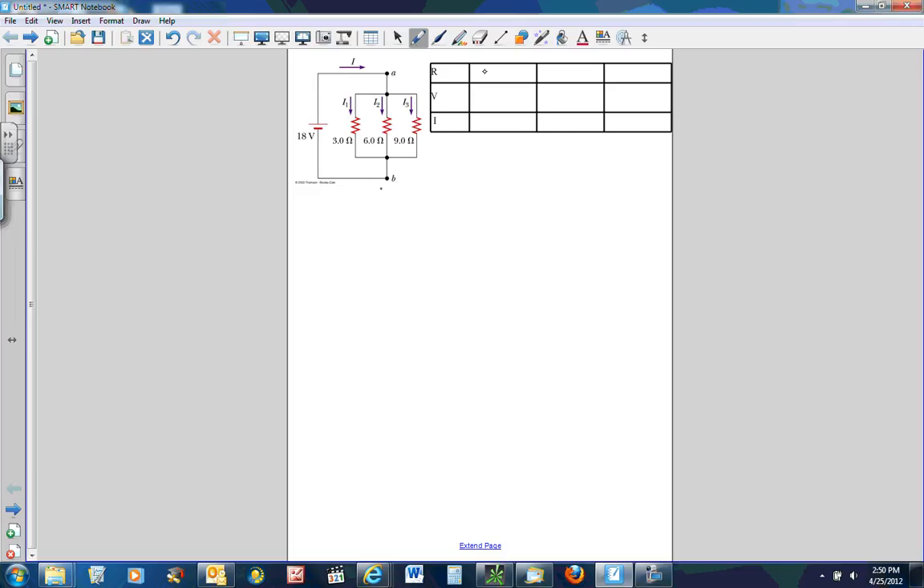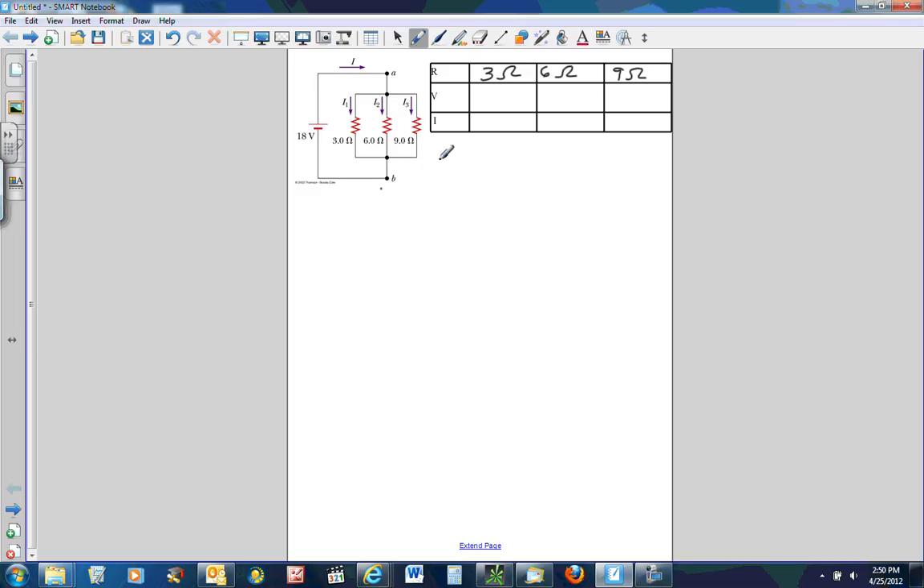So the first thing we're going to do is write down the resistances, and we're going to go from small to large. So this is 3 ohms. Then we have 6 ohms. Then we have 9 ohms. Okay, and what I want to do is find the equivalent resistance.